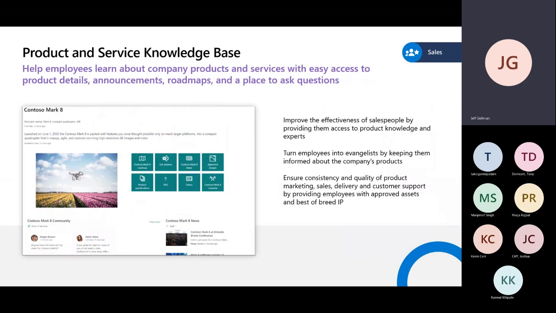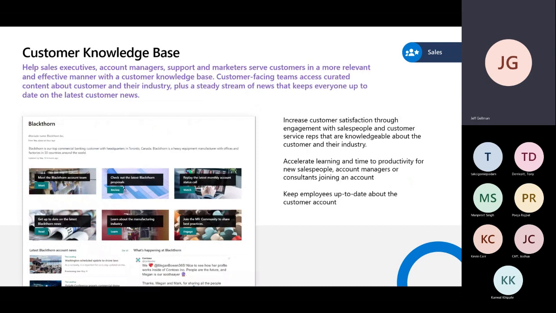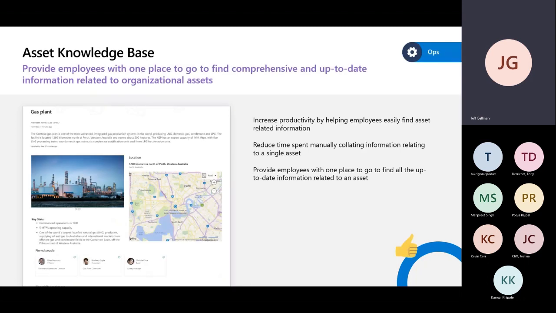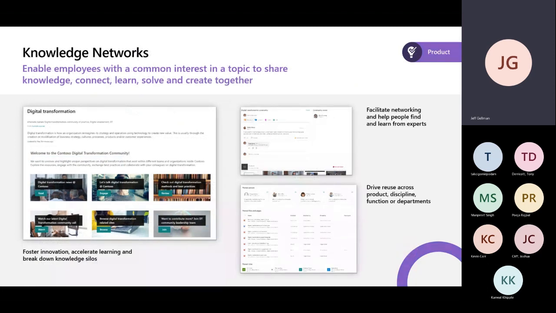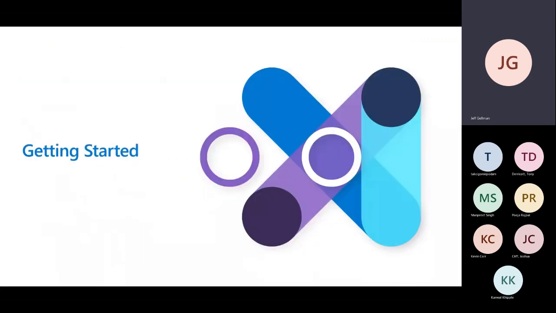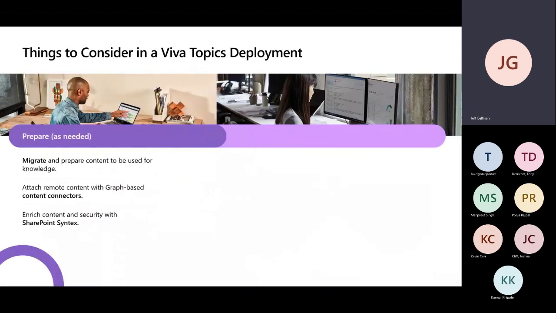Also from a sales point of view, helping employees learn about company products and services with easy access to product details, announcements, roadmaps, and a place to ask questions. Again, the customer knowledge base helps sales executives, account managers, support and marketers serve customers in a more relevant and effective manner. From an operations perspective, this assets knowledge base provides employees with one place to go to find comprehensive and up-to-date information related to organizational assets. The knowledge network brings employees with common interests together in a topic to share knowledge, connect, learn, solve, and create together.